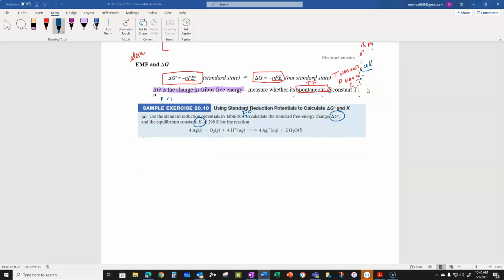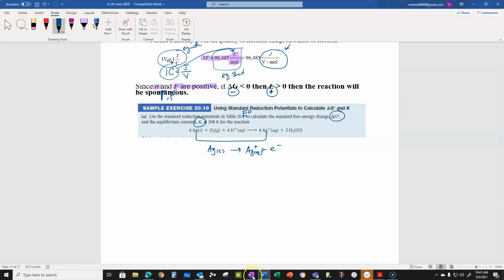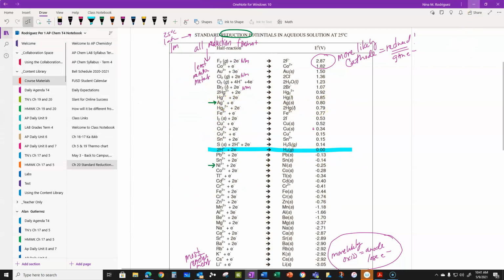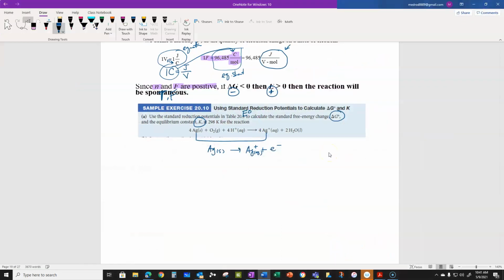So if I take this equation, let me find my two half reactions. I got my silver solid, and it goes to my silver plus 1, and I have my 1 electron sitting over here, aqueous. And we have that value. It's 0.80, okay? So I'm going to label that E red degree sign, 0.80. Now, was this oxidized or reduced? This is where oxidation occurred. And because that's oxidation, I know that's my anode.